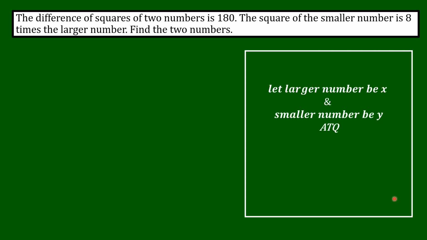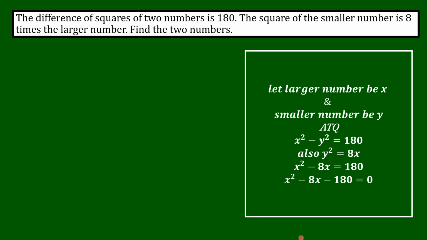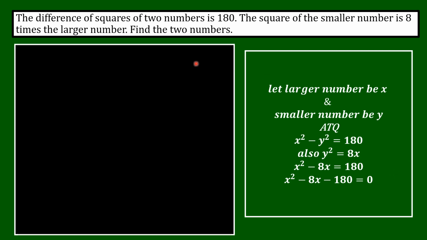Now according to question, x square minus y square, difference of the squares of two numbers is 180. Also square of smaller number, that is y square, is equal to 8 times the larger number, 8x, since x is the larger number. So we'll simply replace this y square by 8x to get the equation. On rearranging we'll get this x square minus 8x minus 180 is equal to 0. So this is our quadratic equation for the situation.